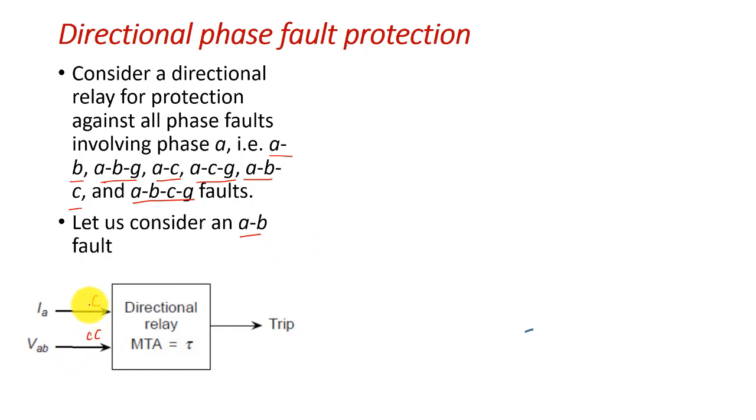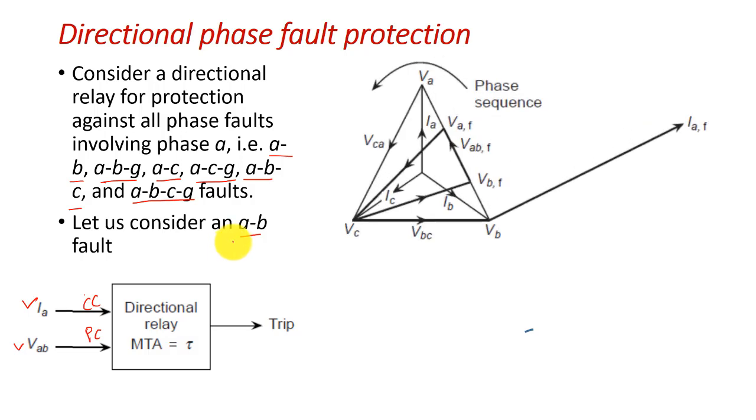Sorry, this will be your CC, current coil, and this will be your PC, okay, pressure coil. So now let us choose the current IA to this current coil and voltage VAB to the pressure coil, and let us see whether it is working for a fault involving phase A, that is AB fault, right? So that is the fault between phase A and phase B. So let us see then.